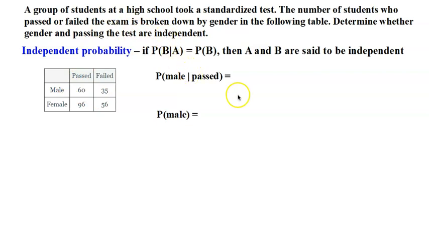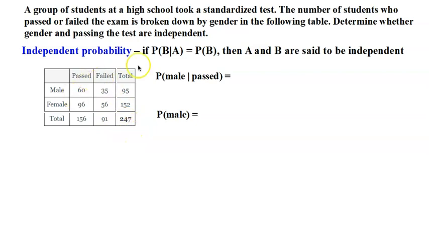Does it matter? Well, to do this, we need to fill out the table. We need to know the totals. So total number of males, total number of females, total number who passed, total number who failed, and the final total. And let's just add it up. That's all you got to do. Add across, add down, and then add up your columns at the end.